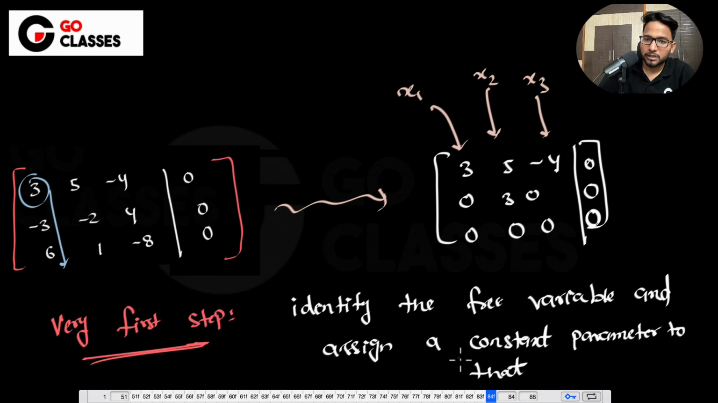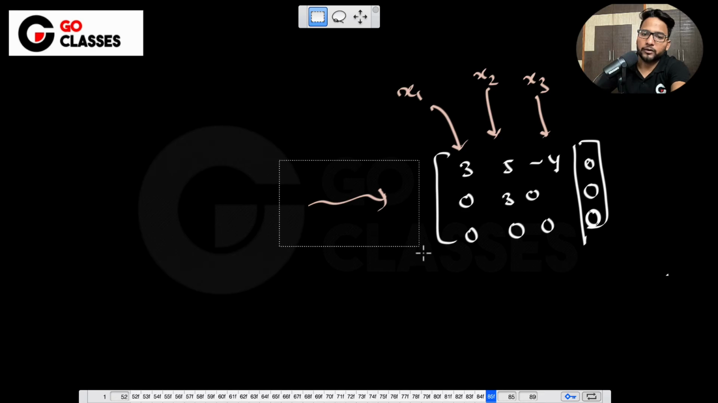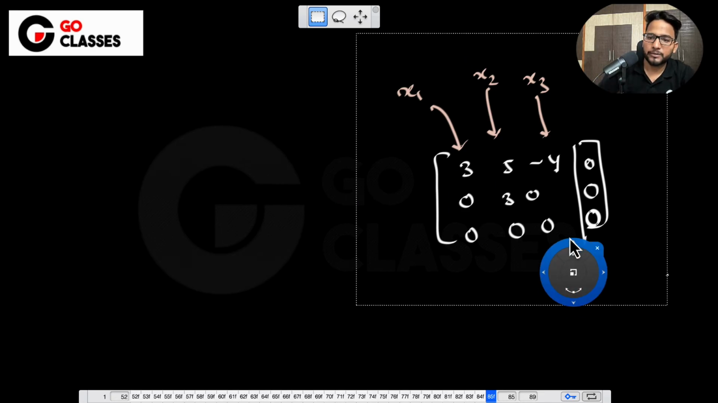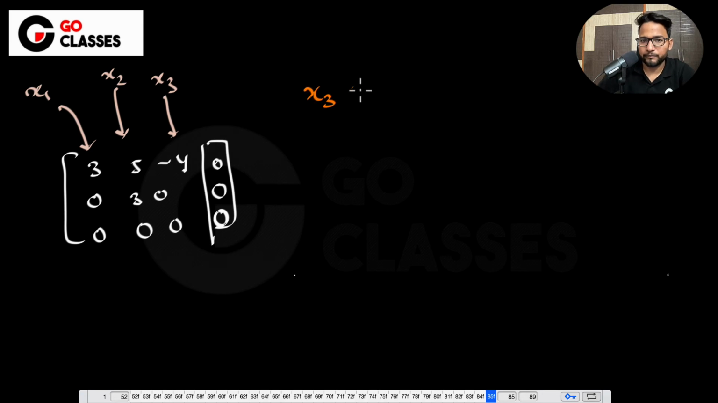As you have identified that x3 is a free variable, you just assign the value of x3 to be k or t or whatever you would like to assign. So let me say that x3 is a free variable, and that is why x3 is k. This is the first step. You need to identify whether you have a free variable or not, and if you have, just assign that value. This is the very first step that you have to do.